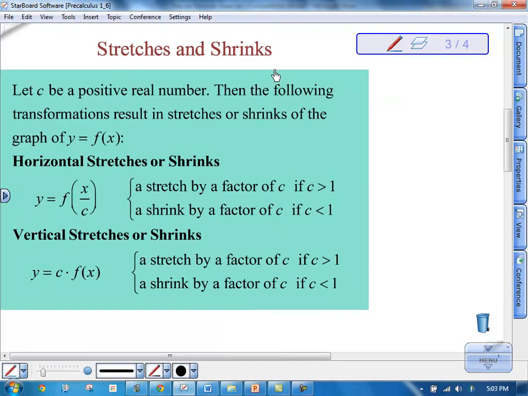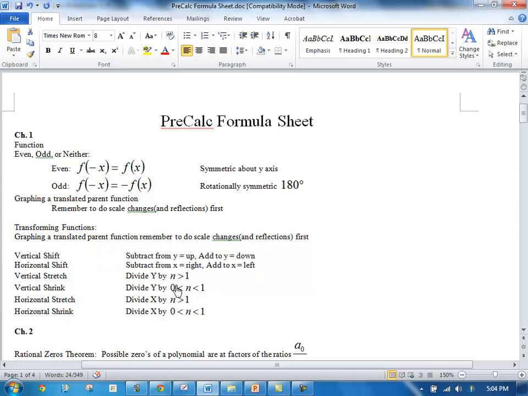All right, next is stretches and shrinks. If we divide x by a number, and if that number is bigger than 1, it's a stretch. If that number is less than 1, it's a shrink. And then vertical, if we multiply y by a number that's bigger than 1, it's a stretch. By a number that's less than 1, it's a shrink. And I put that on the formula sheet a little bit differently. That information's right here. I know it's a little different, but I say divide by y, and we'll go through examples where I explain how to access this information as well.